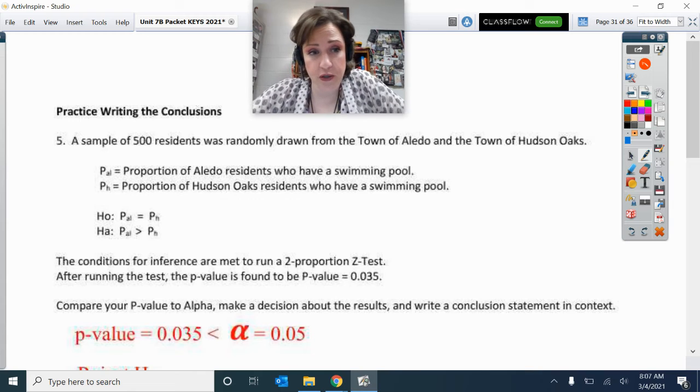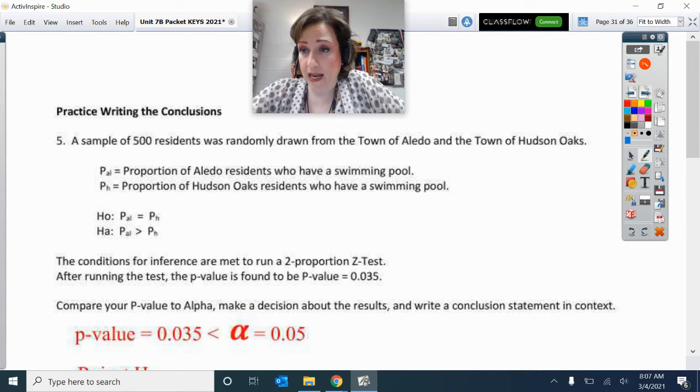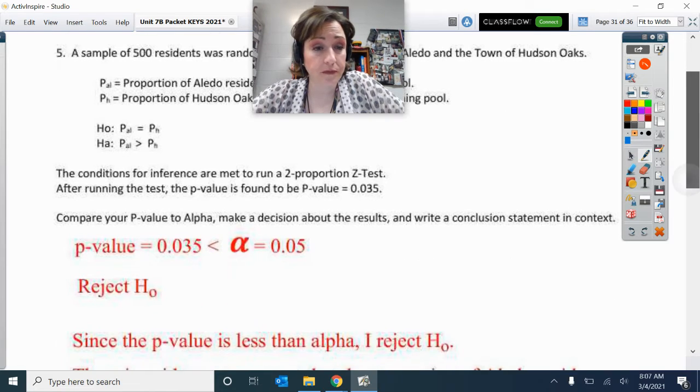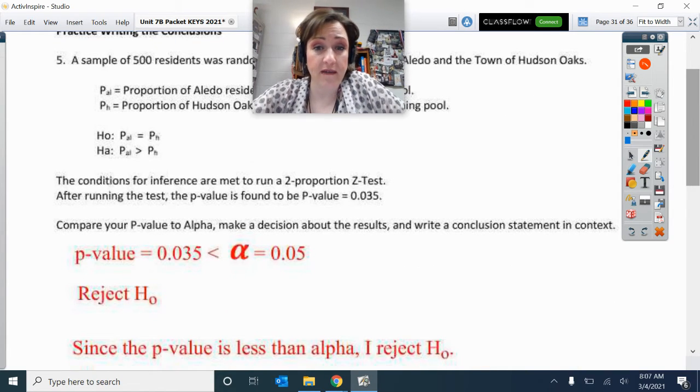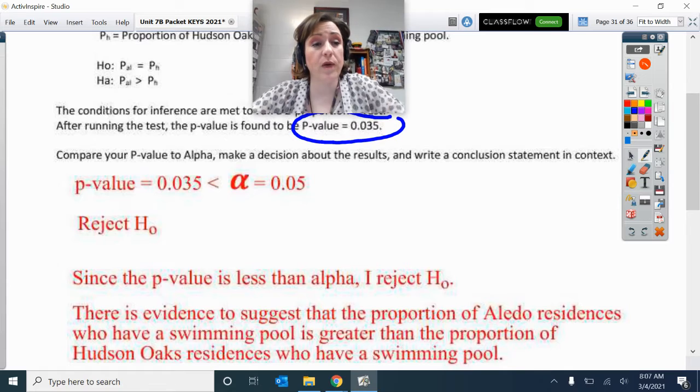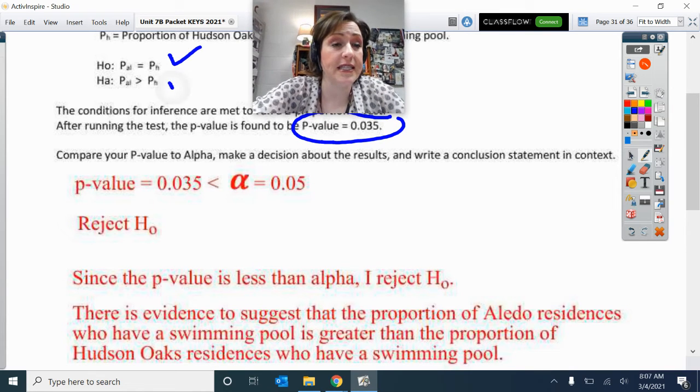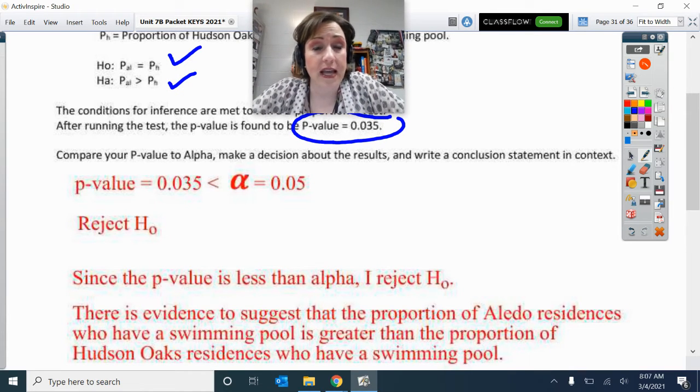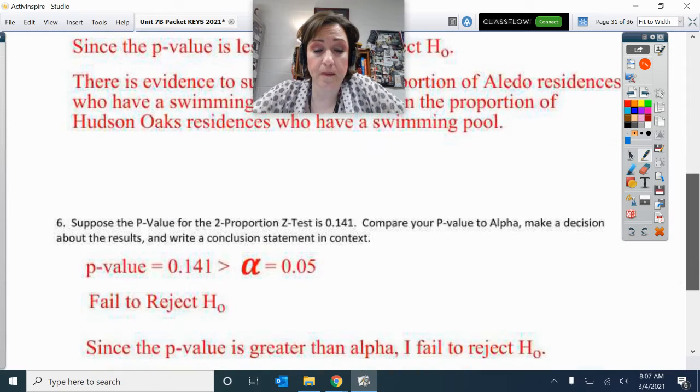Okay. So then we came to some conclusions. Practice writing those conclusions. This page was writing conclusions on tests. And so here we had this with a p-value of this. So that p-value is less than alpha, so we rejected the null and we concluded that there is a significant difference, that the proportion of Alito residences who have a swimming pool is greater than the proportion of Hudson Oaks residences who have a swimming pool.